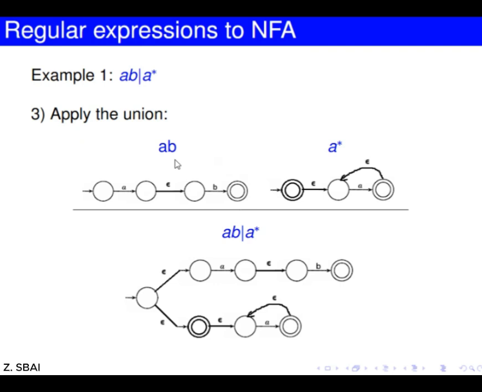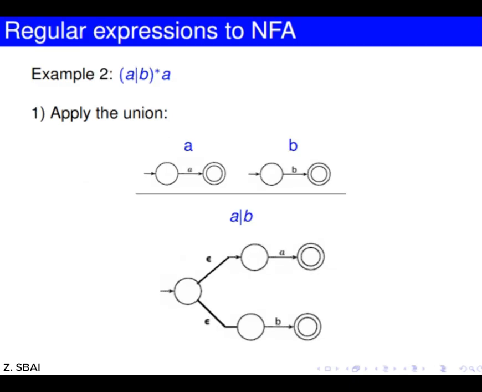Now we already have the two parts, the first one which is ab and the second one which is a star, and now we may apply the union. So we'll take the first part and the second part and add an initial state going to the initial state of the fragment ab and going to the initial state of the fragment a star via the transitions epsilon. And here we obtain the non-deterministic finite automaton for ab union a star.